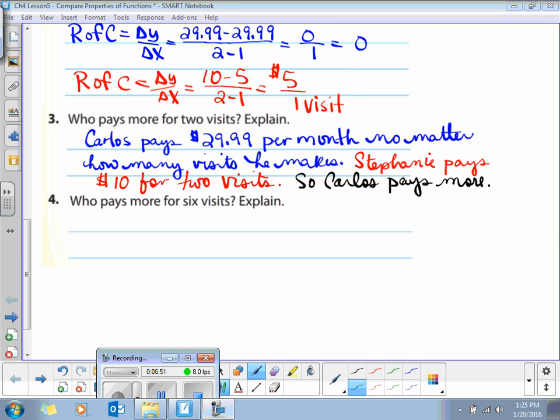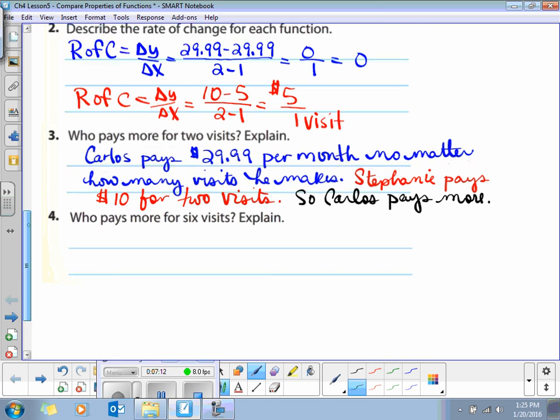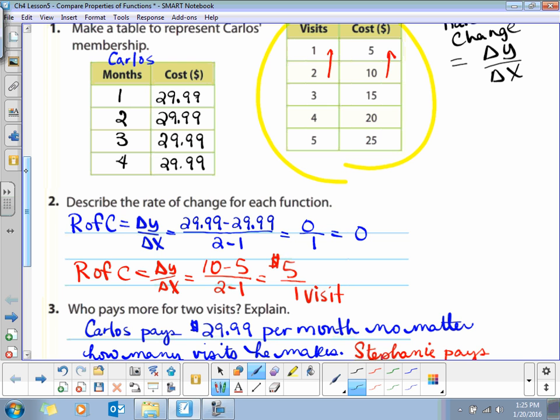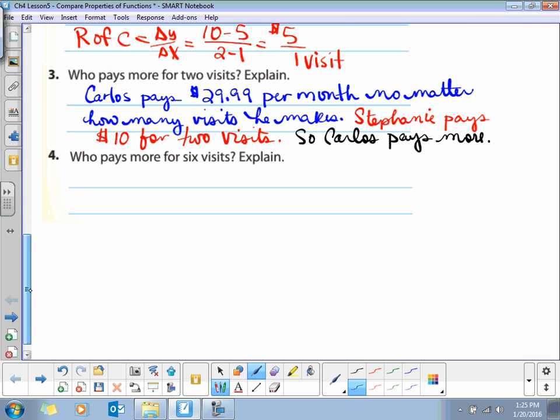The next question, who pays more for 6 visits? Very good. Because, again, Carlos pays how much? $29.99, no matter how many visits, right? He could go 10 times and still pay $29.99, right? But Stephanie, if we are looking at $5 per visit, for 6 visits, it's $30. Very good. So for this one, Stephanie pays more.